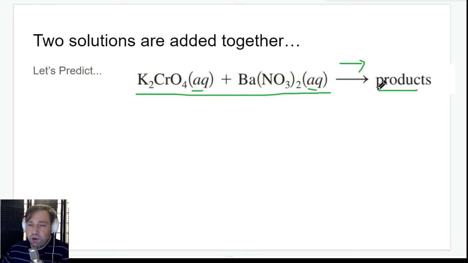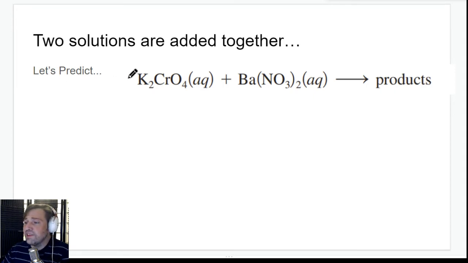Now, like I said, you probably have noticed, no products currently in this reaction. We don't have products shown here. We're going to predict these products. That is going to be one thing we're doing. We're going to add these two solutions together. What is going to happen?